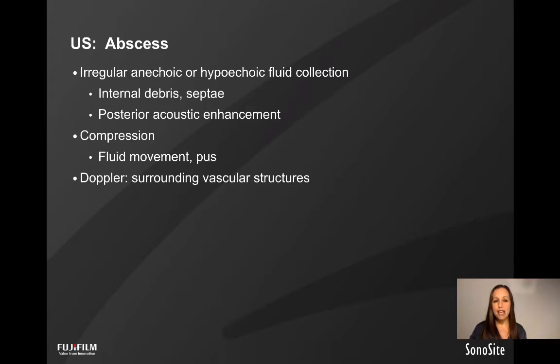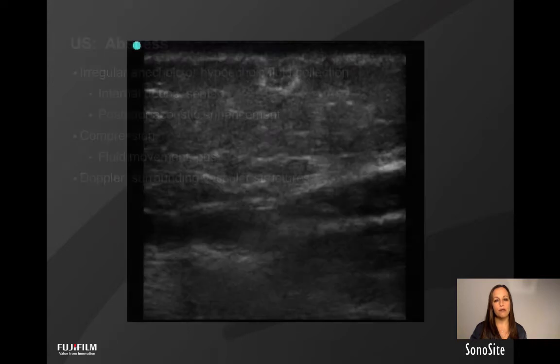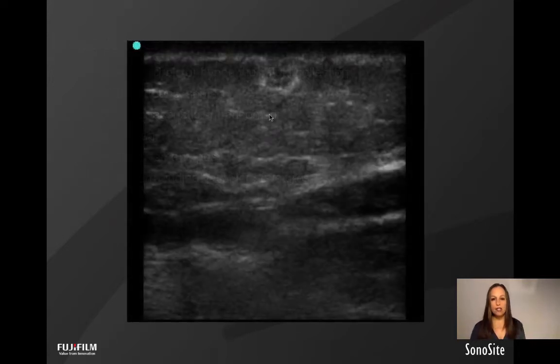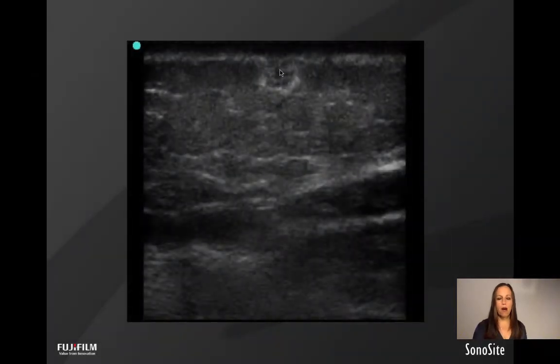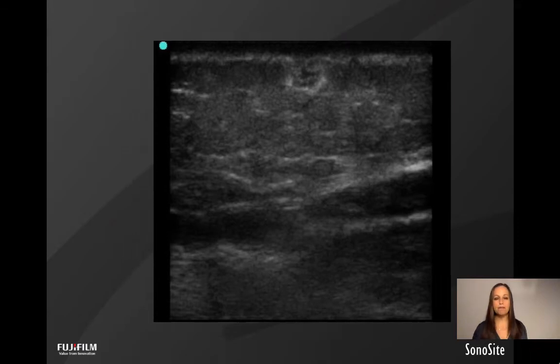Now, in order to identify abscesses, especially if they happen to be isoechoic with the surrounding tissue, oftentimes you can use compression to see if the pus moves, or you can use Doppler. Here we can see a small abscess, a very tiny abscess, that if I were to find this, I probably would not perform an incision and drainage. All I would do is perhaps warm compresses and topical antibiotics.